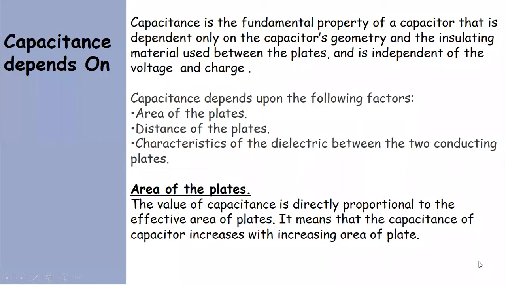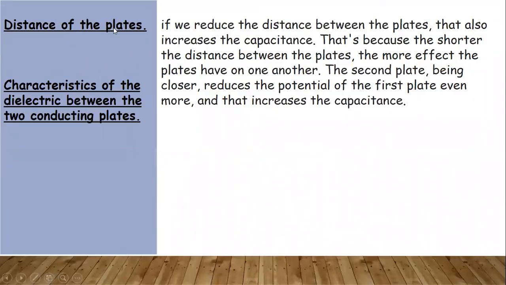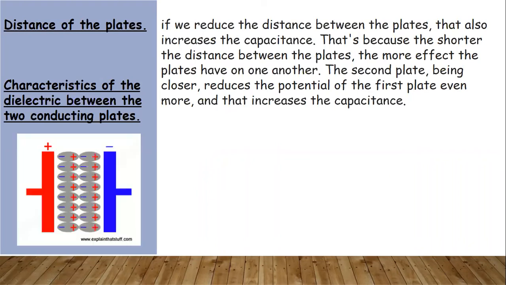We have already seen that capacitance depends on the area of the plates, the distance between the plates, and the characteristic of the dielectric between the two conducting plates. For the area of the plates, we have seen that the larger the area, the more the capacitance of the capacitor will increase. Second, if we reduce the distance between the plates, it also increases the capacitance, but it decreases the potential. So that's why the capacitance is increasing. And the third one is the characteristic of the dielectric between the two plates.